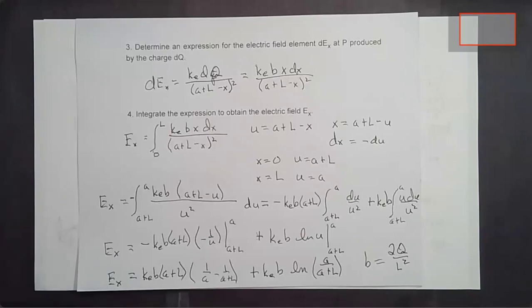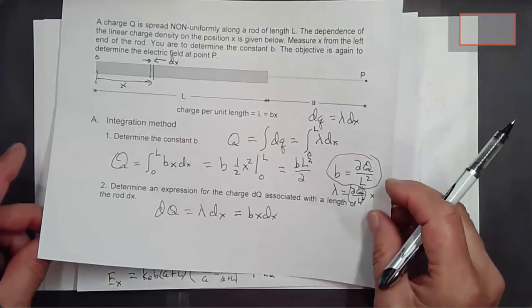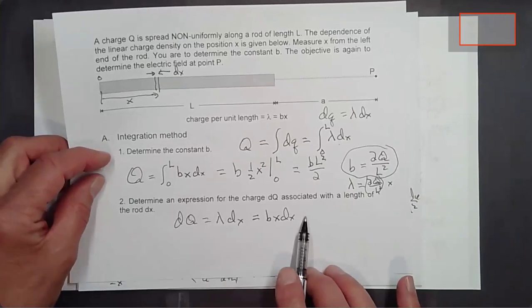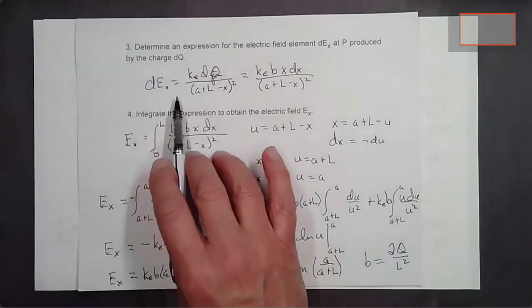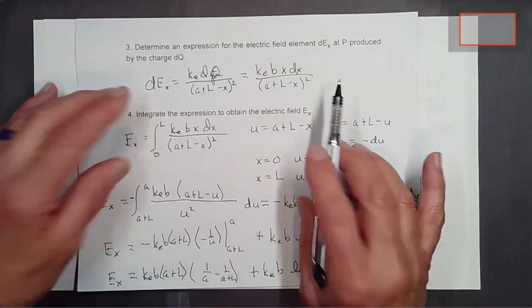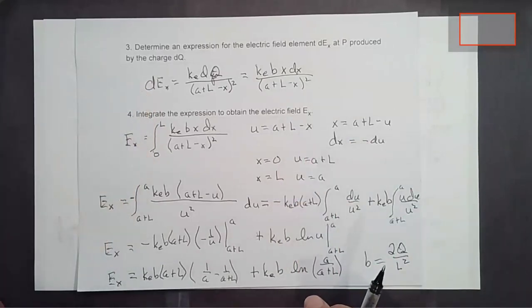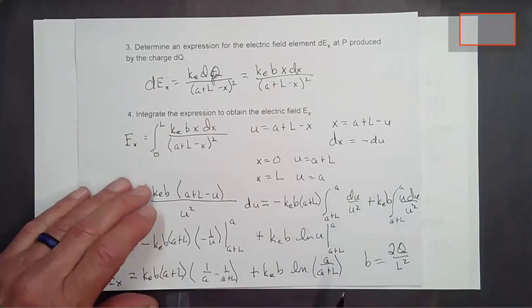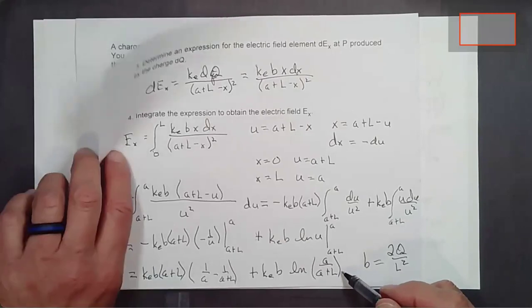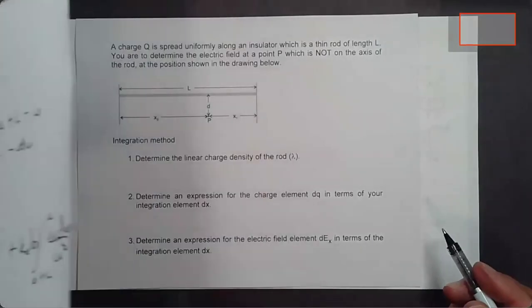And it kind of led you through it. Determine the constant b, get an expression for dq, determine an expression for the electric field element dE sub x, and you need to do it in terms of things that you can integrate for this problem. And so we got there. We have a decent solution there.